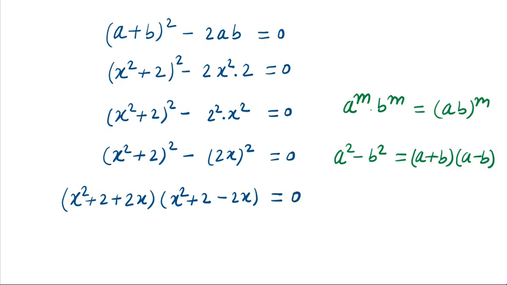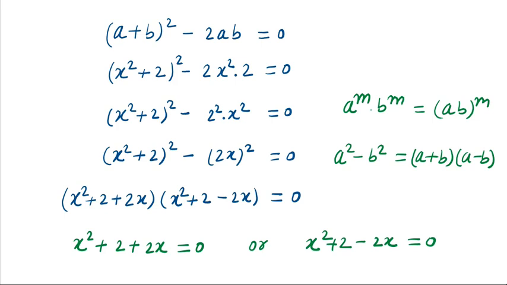Here we have two cases. Case first is x square plus 2 times x is equal to 0, or x square plus 2 minus 2x is equal to 0. First we will solve case first, and case first is x square plus 2 times x is equal to 0.